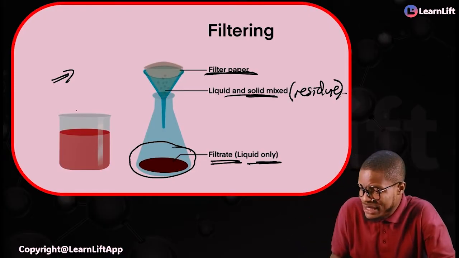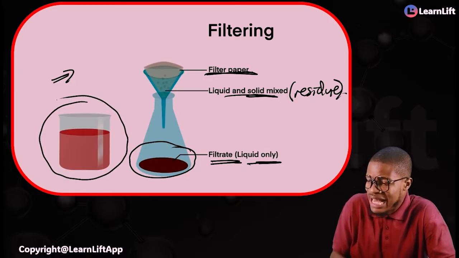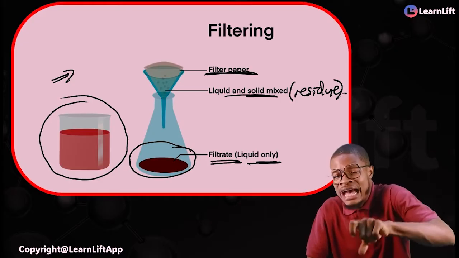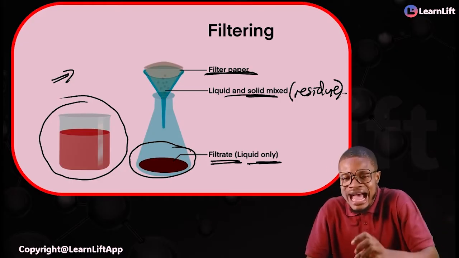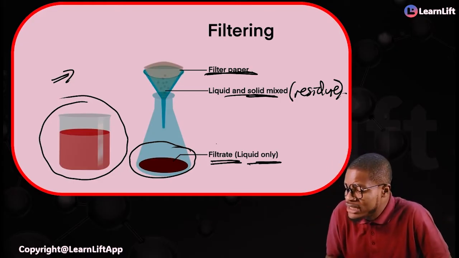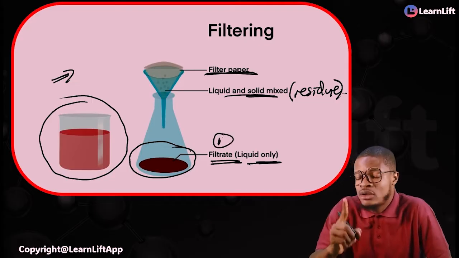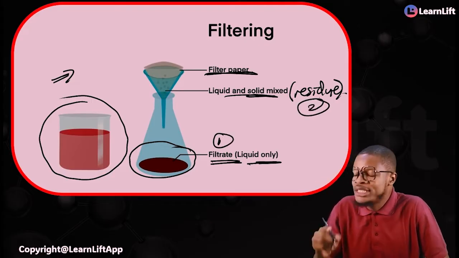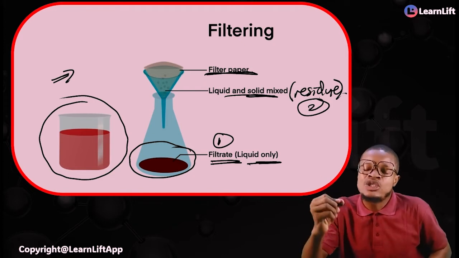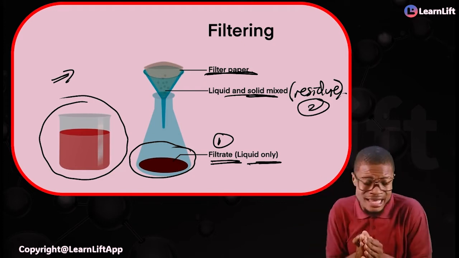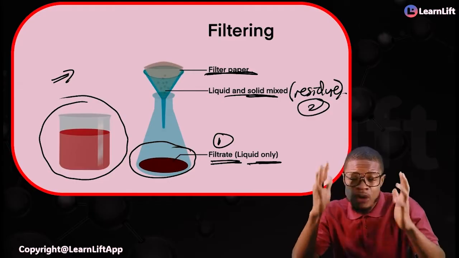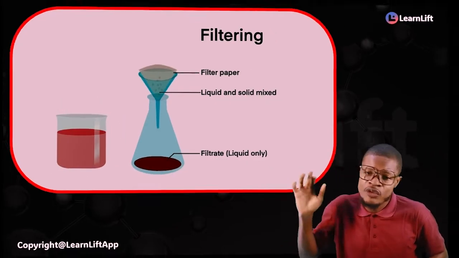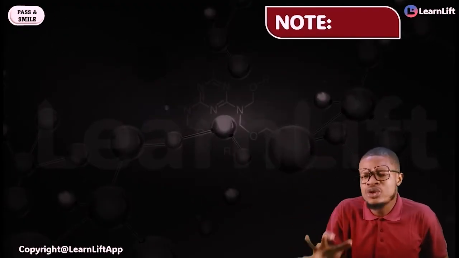Now let's say this is the beaker. This here is the beaker that contains the entire mud water, right? And you have poured the mud water into the filter paper. And then what happened? You are going to receive number 1, filtrate, liquid only. And number 2, residue. What is the residue? The liquid and the solid mixed together. Is it making sense? So this is how your filtration experiments look. Very easy and direct. To get this very quickly, I'd like you to note this very fast.